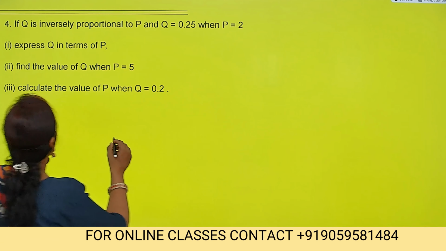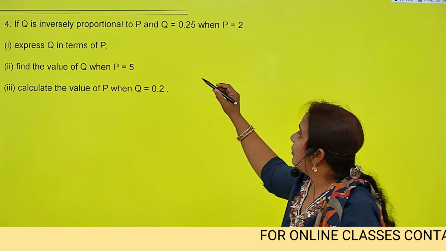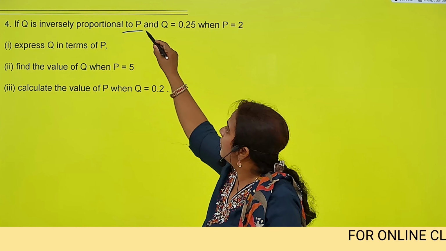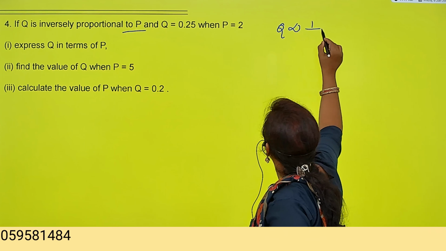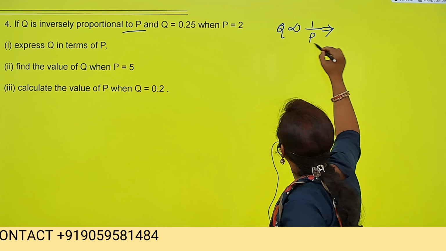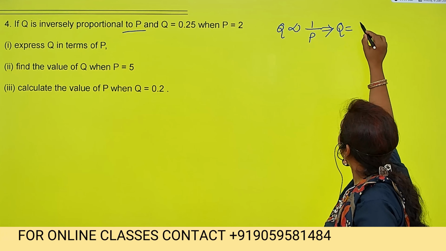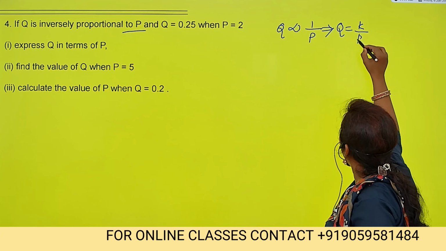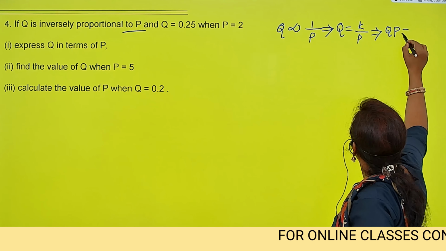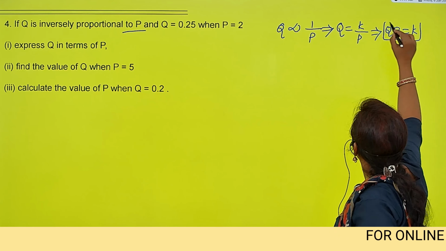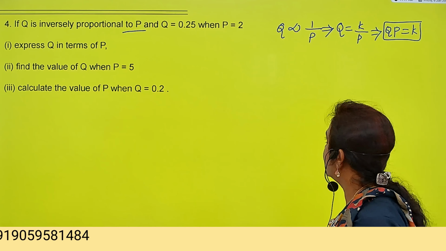Fourth one. What is the question? Q is inversely proportional to P. From this, eliminating the proportionality relation, take the proportionality constant as K over P, that implies QP equals K. This is the relation of Q and P in the inverse case.